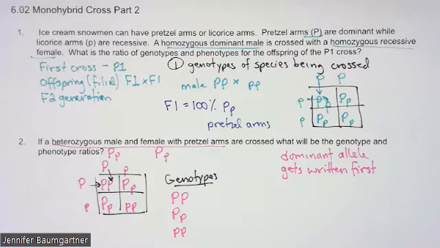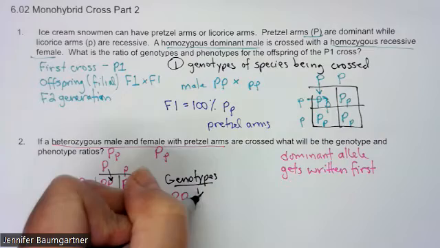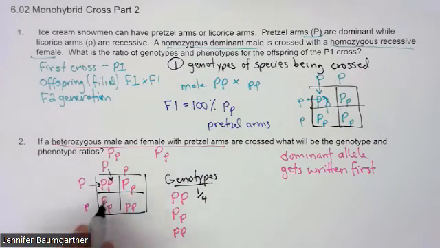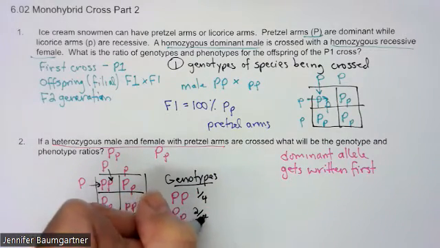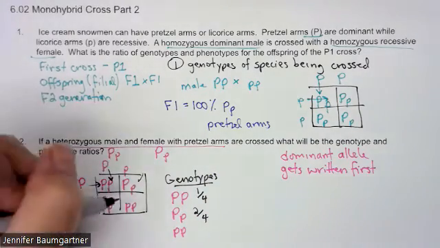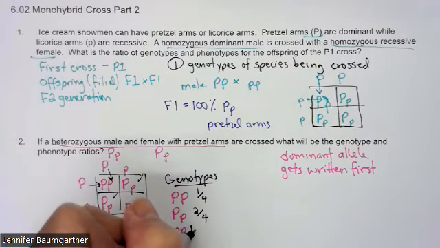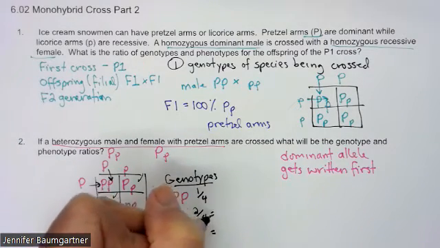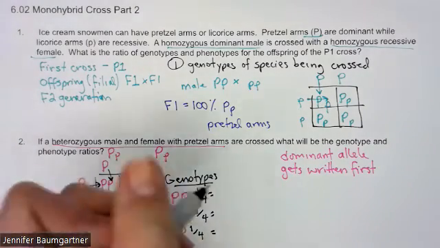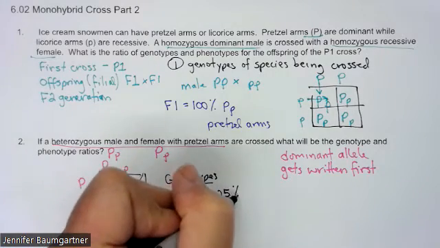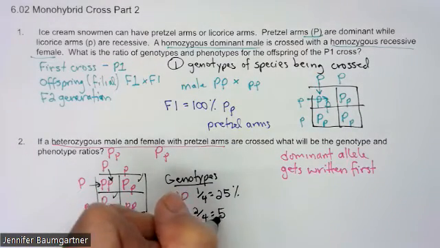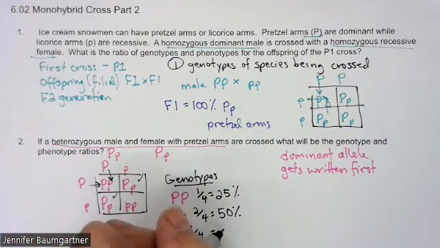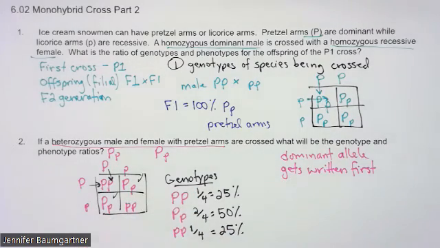Now, what about ratios? Well, I have 4 boxes. 1, 2, 3, 4. So here I have 1 out of 4. Here I have 2 out of 4 because I have a heterozygous here and I have a heterozygous here, and here I have a 1 out of 4. Well, hopefully you know your algebra enough to know that 1/4 equals 25%. 2/4 gives you 50%, and 1/4 gives you 25%.